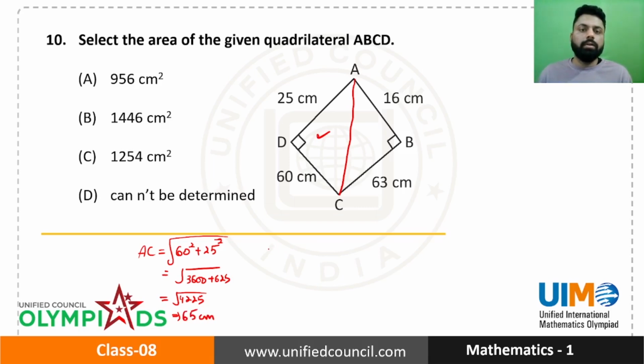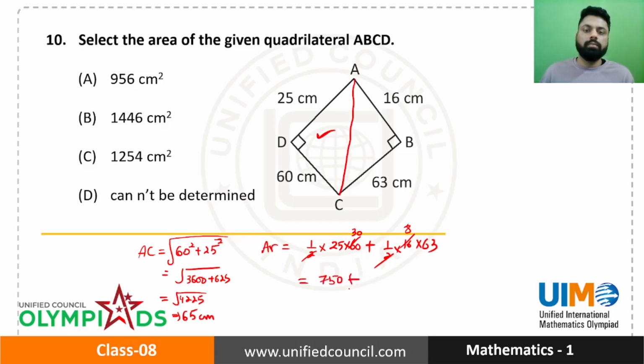Now the area of this given quadrilateral will be equal to half multiplied by 25 into 60, plus, because this is the triangle, half multiplied by 16 into 63. This is 8, this is 30. 750 plus 8 into 63, 24 to 48, 504. So this is 1254 centimeter square.